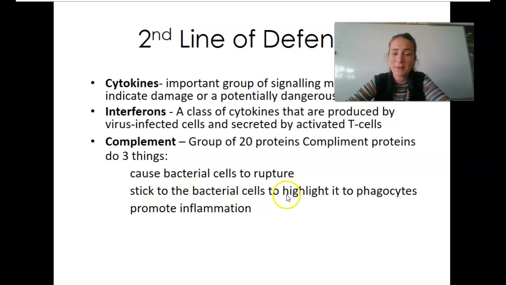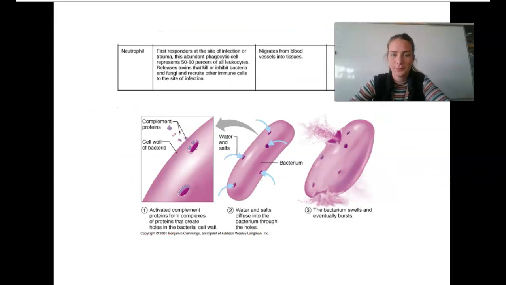They stick to bacterial cells and highlight it to phagocytes, so they act as a marker. They will attach themselves to the surface of a non-self cell, and that effectively tags it as being something that is foreign and needs to be gotten rid of by phagocytes. And they promote inflammation, which brings us to the next topic. That is a graphic of what complement proteins do, punching holes effectively in bacterial walls.